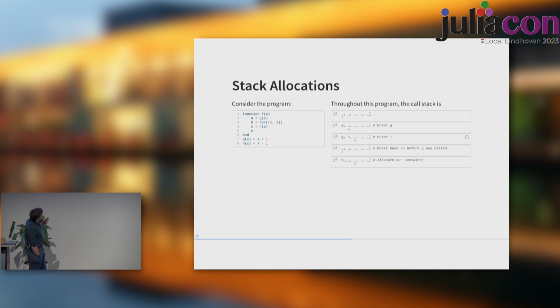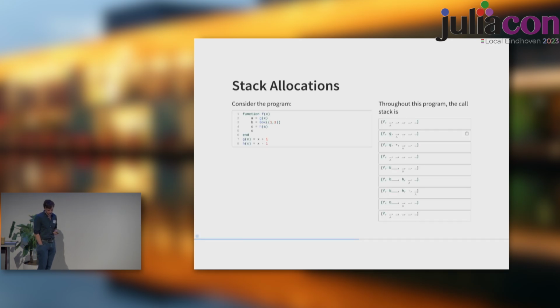Next, we want to create a box, and if this box gets stack allocated, it's going to take up 2 positions on this stack because it's as wide as 2 of these function addresses. So we move the position over a couple points to the right to allocate our container, then we enter H, then we enter minus, and then H finishes, we move the stack back, and then, I guess I'm missing a slide here, but basically, after H is done and we no longer need B, then we can move this stack position over.